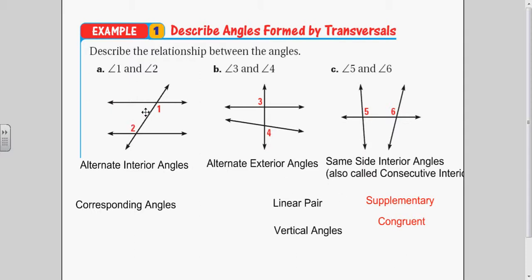Now, if we knew that any of these lines were parallel, if we knew these two lines were parallel, alternate interior angles would be congruent. If we knew that these were parallel, even though they don't look like it at all, but if they were, then those would be congruent. And then if we knew these two lines were parallel, which again they don't look it and they didn't tell us, but if they were, the same side interior angles would be supplementary.